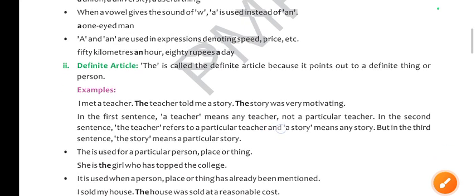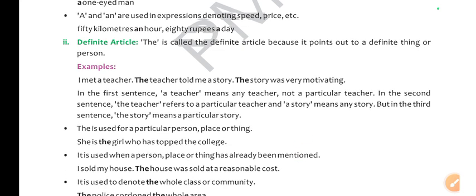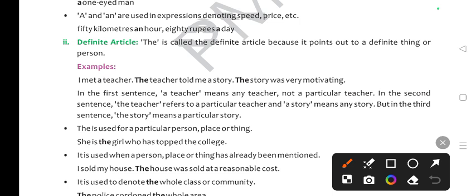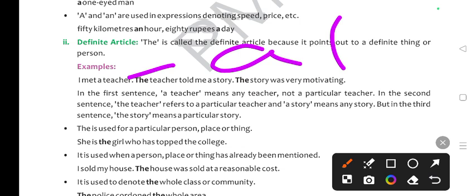So what is a definite article? A definite article points out a definite thing or person. For example, yesterday I asked you for a pen. I just asked you, give me a pen, and you gave me the pen which I like most. So when I come today into the classroom, I will ask, give me the pen. It means I'm asking about the same pen which you gave me yesterday. Understood?